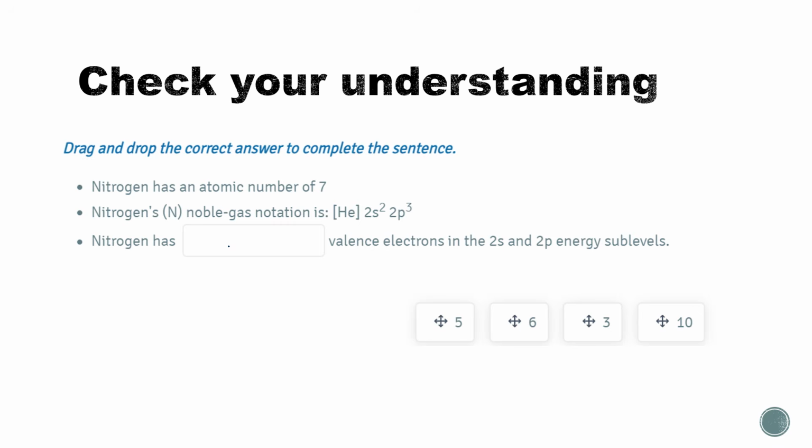Or this word. So nitrogen has an atomic number of 7. Nitrogen noble gas notation is He, 2s2, 2p3. So how many valence electrons does nitrogen have in 2s and 2p? So 2 and 3. If you add them, you have 5.